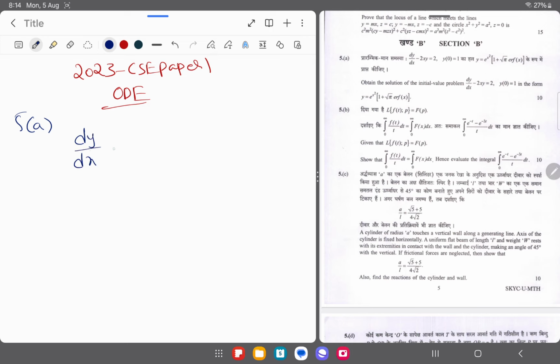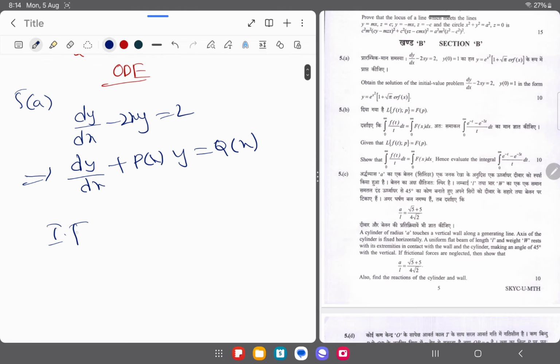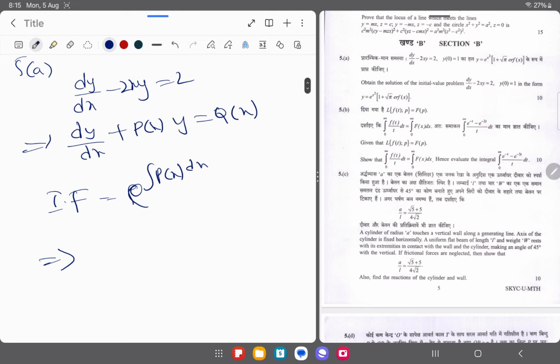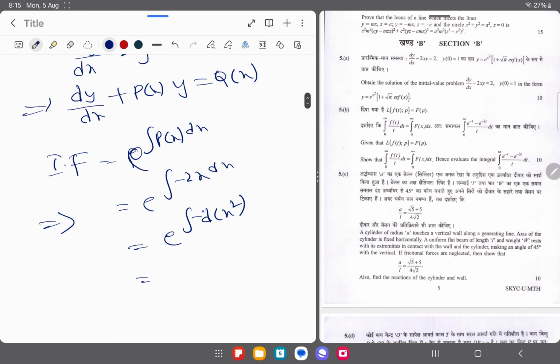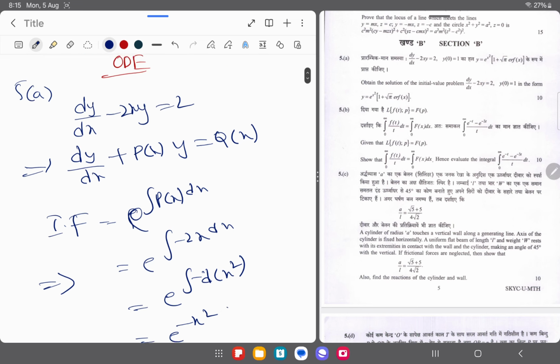dy/dx minus 2xy is equal to 2, right? So this is of the form dy/dx plus P(x) y is equal to Q(x), right? So the integrating factor will be e power integral P(x) dx. So what will be the IF here? e power integral of minus 2x dx, so this will be e power minus x square, right?